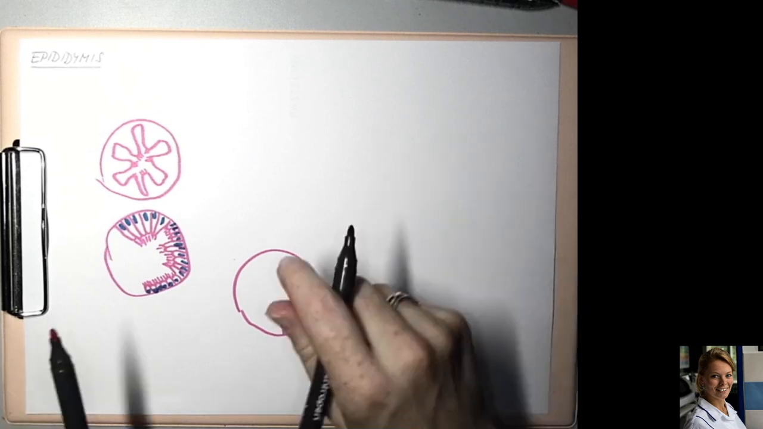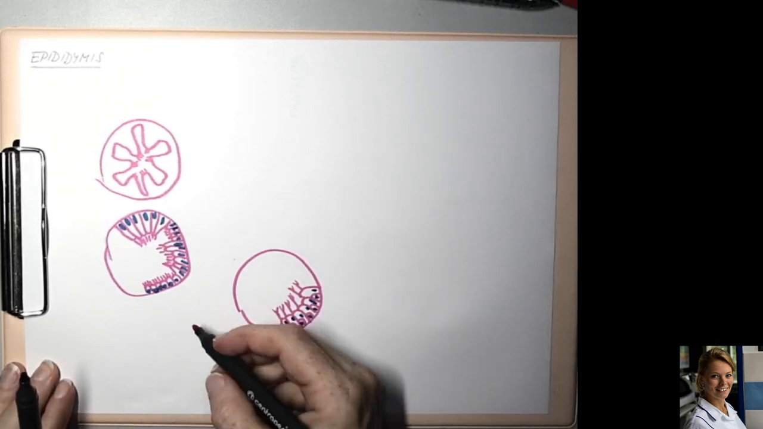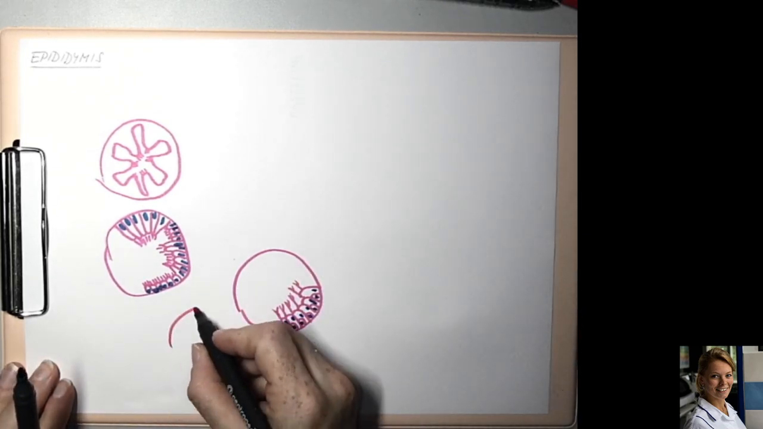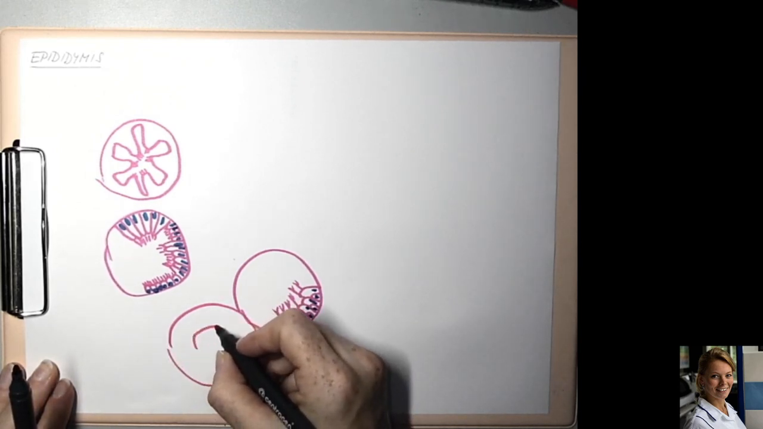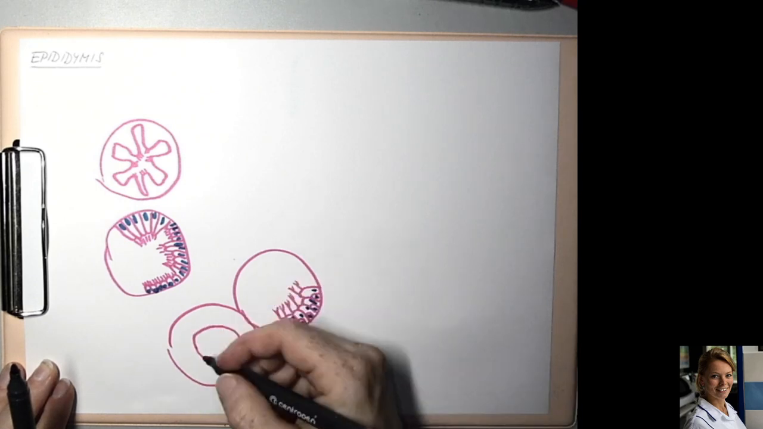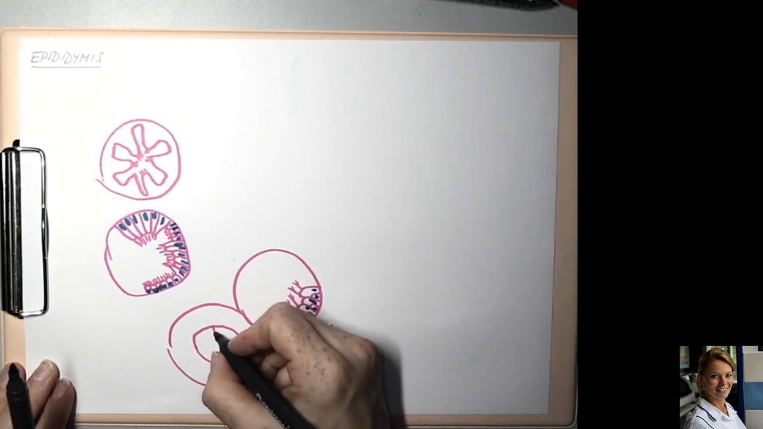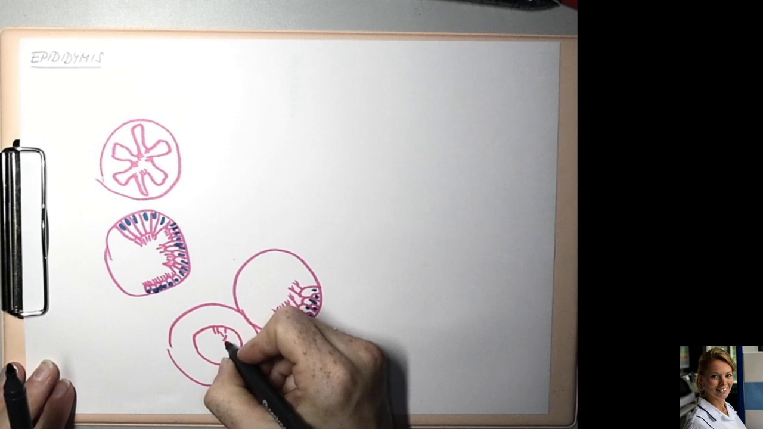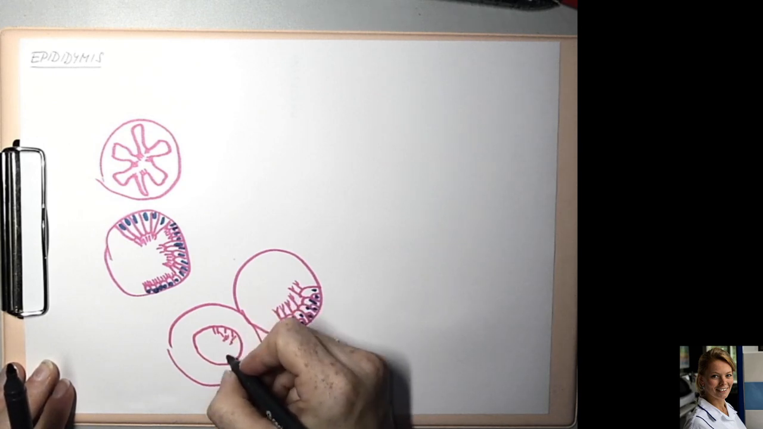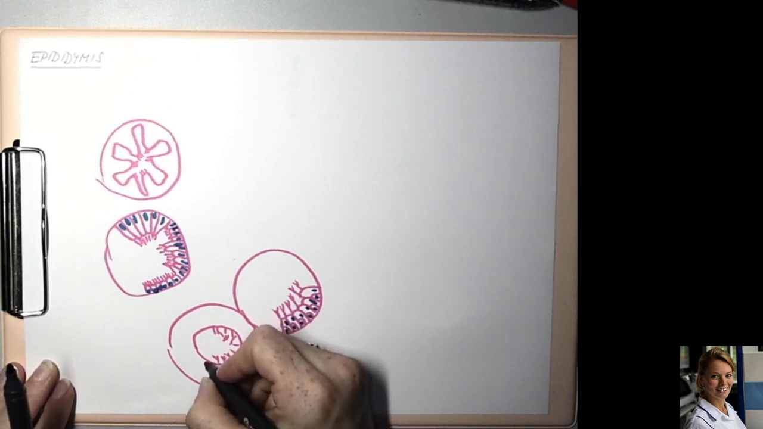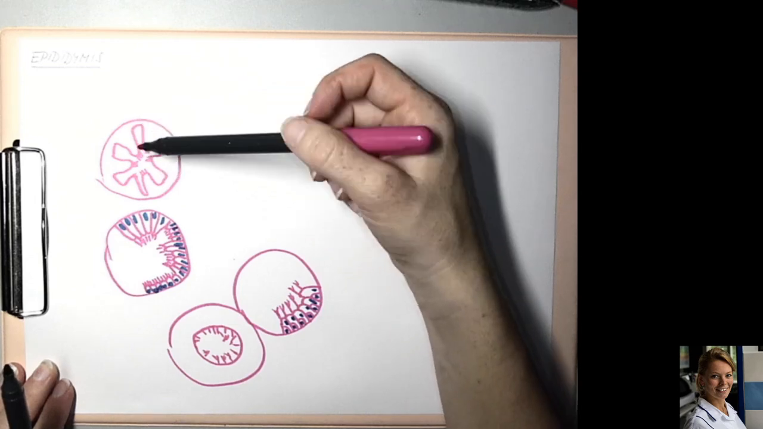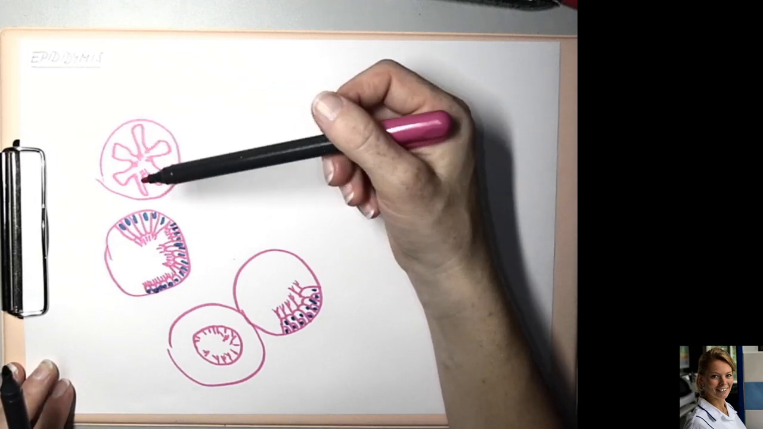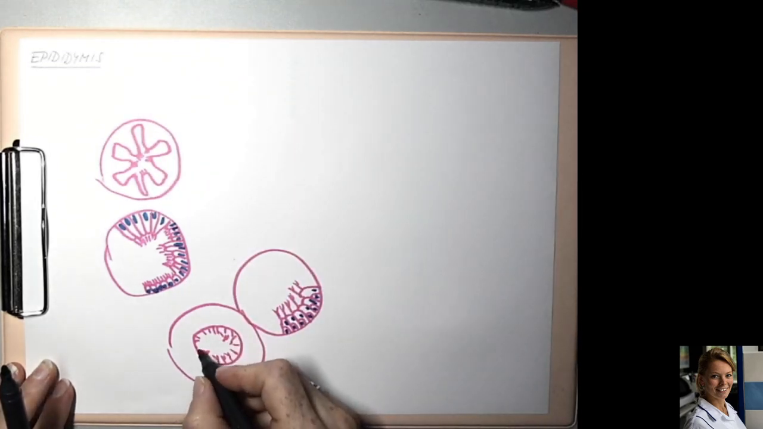So this is the duct of the epididymis. The lumen is similar everywhere, with the stereocilia inside. So it's different in the head of the epididymis and the body of the epididymis.